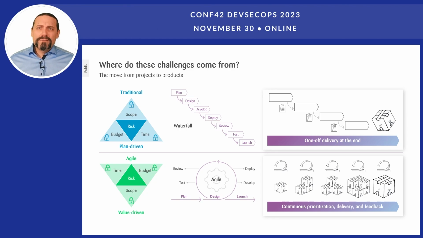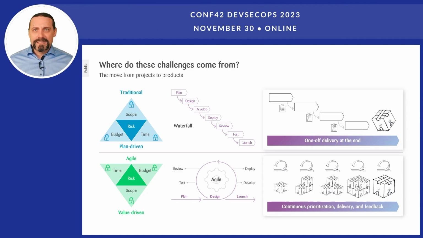These challenges are coming from the projects which we are doing. In the past, we have done projects in the waterfall mode. We have planned, designed, developed, deployed, reviewed, tested, and launched in large batches our projects. There, the scope, the budget, and the time was fixed. Then, around the year 2000, some bright people say, no, this is not how we can do software development. We need to go agile. And we went agile. Now, time and budget is still fixed in our project, and the scope is variable, and we are delivering in smaller increments.